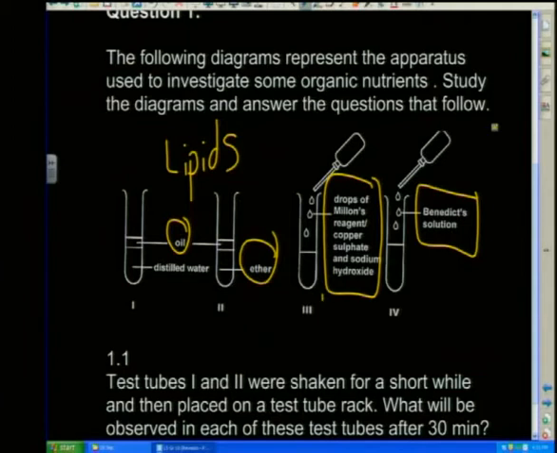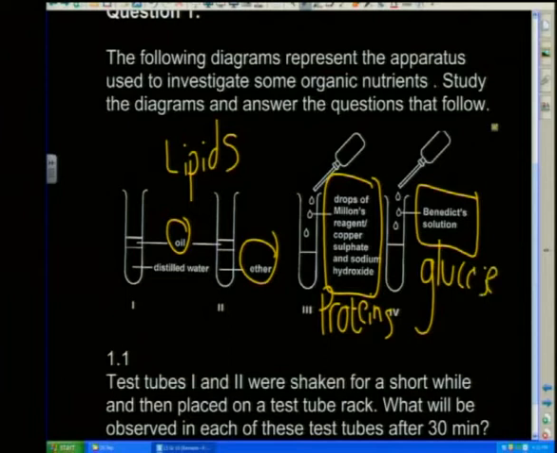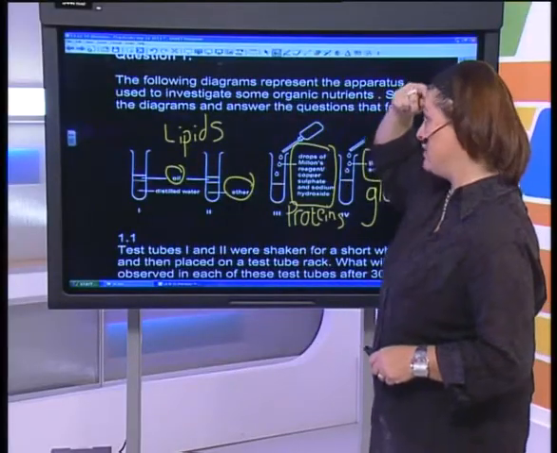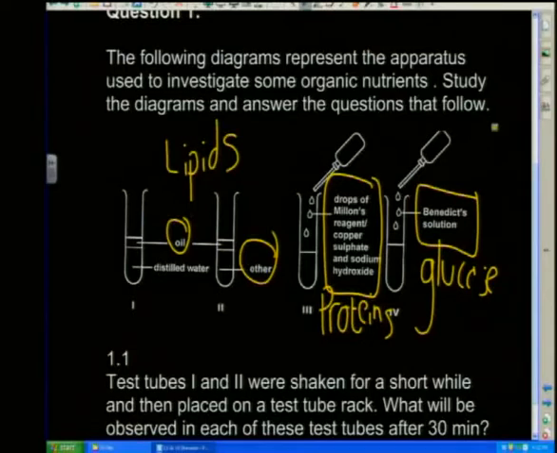The Millon's reagent, what were we testing for? Proteins, okay, and Benedict's solution, what were we testing for? Glucose. There we go. I haven't even answered the question yet, but I already have a picture in my mind that it's the food tests. Okay, the question is, the following diagrams represent the apparatus used to investigate some organic nutrients. Study the diagrams and answer the questions that follow, okay?